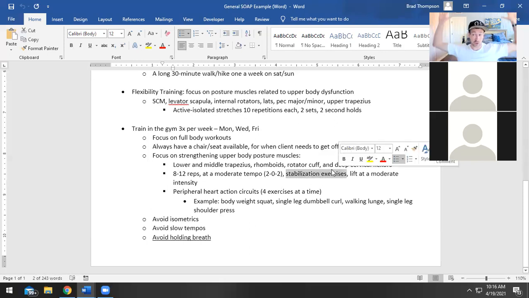And then we are going to lift using stabilization exercises. So rather than doing a shoulder press, what am I going to do? A single leg shoulder press. Rather than doing bicep curls, what am I going to do? Single leg bicep curl, or standing on a Vo2 ball, right? Something that makes them unstable and wobbly.